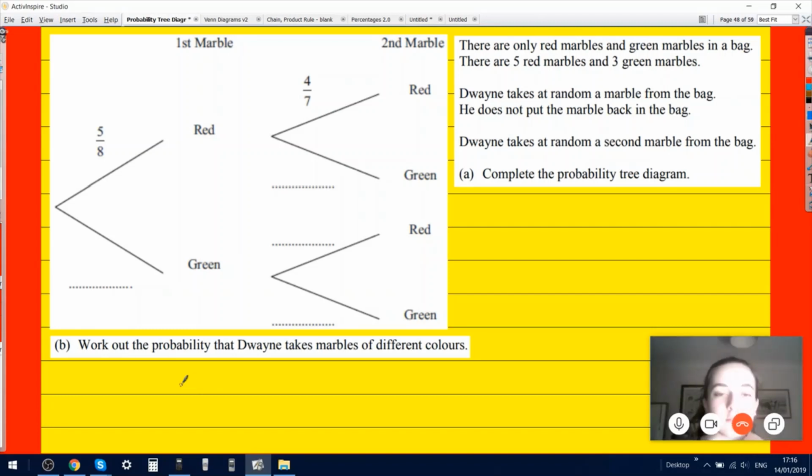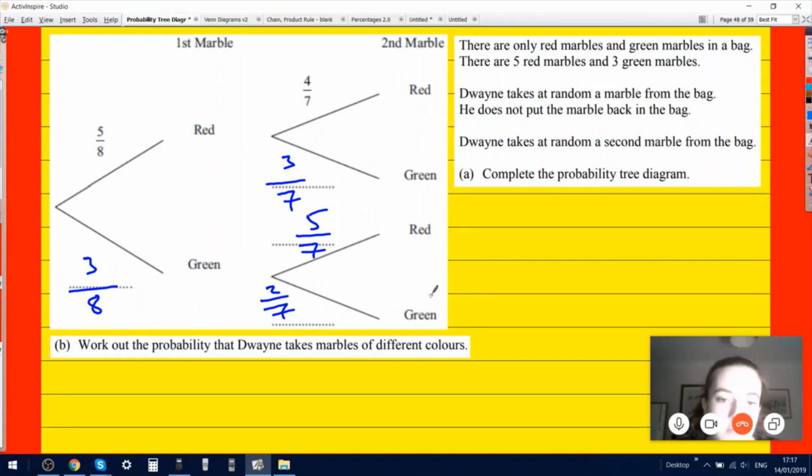Okay, now this one. There's a trick in this one. Three out of 8 for the first one. Then 3 out of 7 for the other one. Then 5 out of 7. Yep. And then 2 out of 7. Well done. Okay.